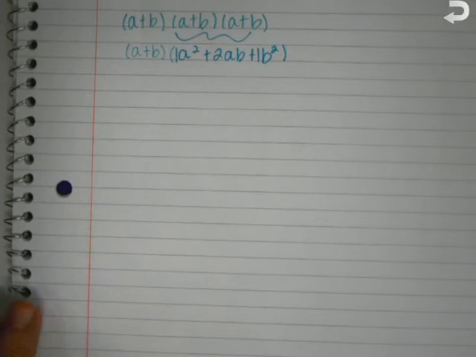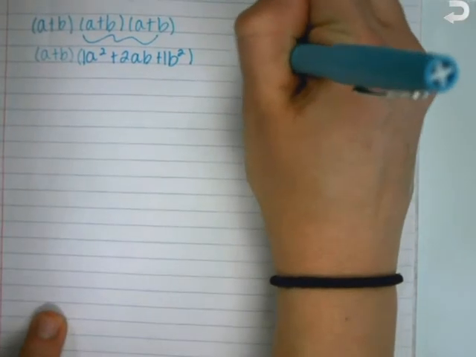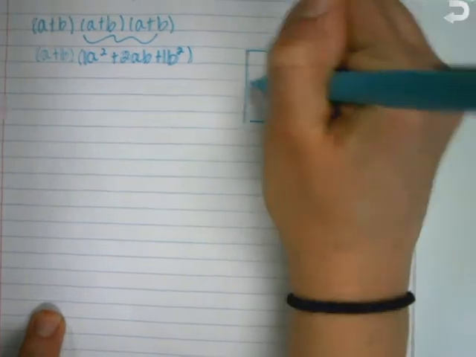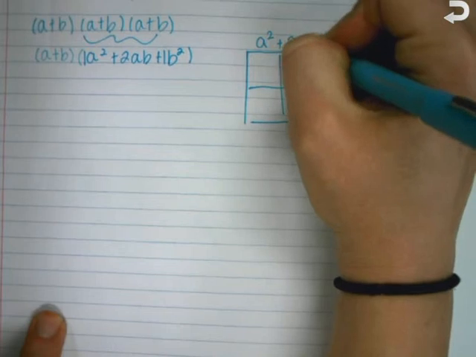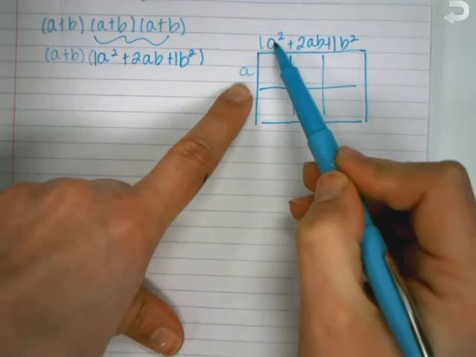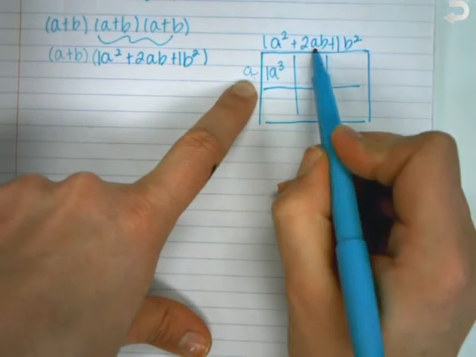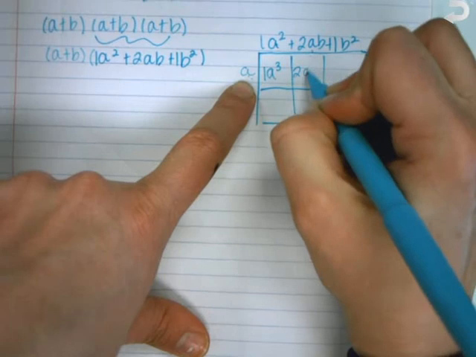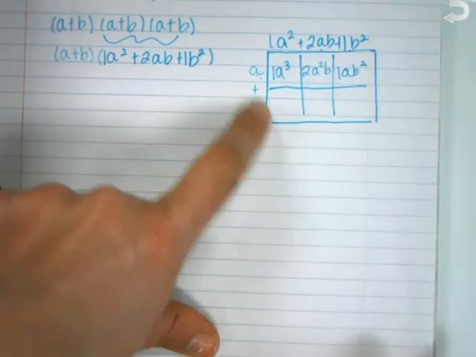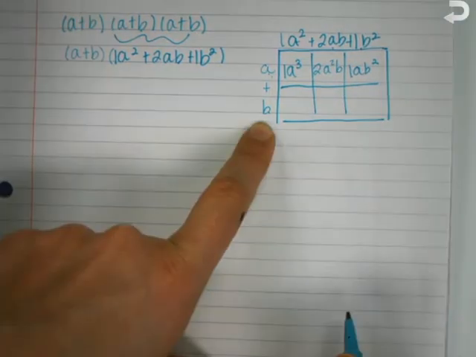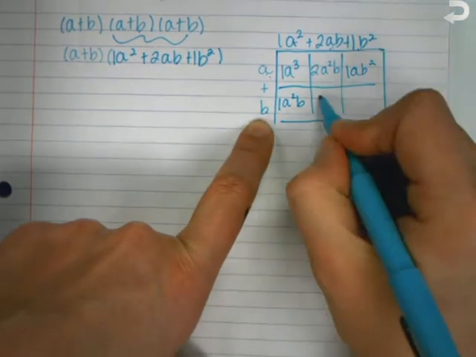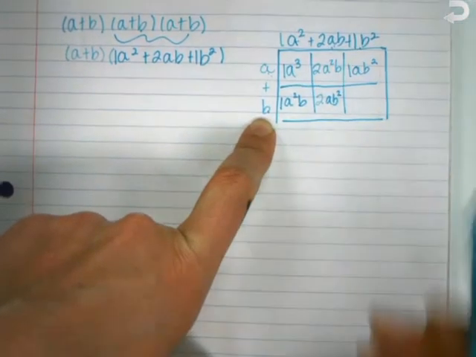Let's use the box this time. Okay, so we have, let's do 3 and 2. So that's 1a squared plus 2ab plus 1b squared, and 1a plus 1b. Okay. A times 1a squared, 1a to the third. A times 2ab, 2a squared b. A times 1b squared, 1ab squared, right? Okay. B times a squared, 1a squared b. B times 2ab, that's 2ab squared. And b times b squared, b to the third. So that's 1.